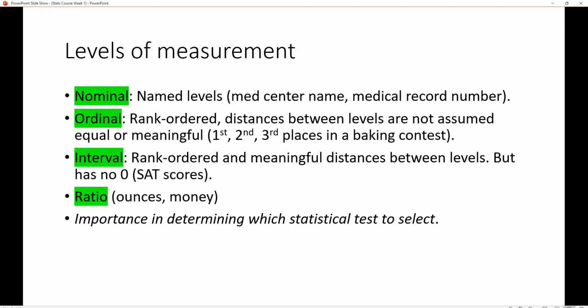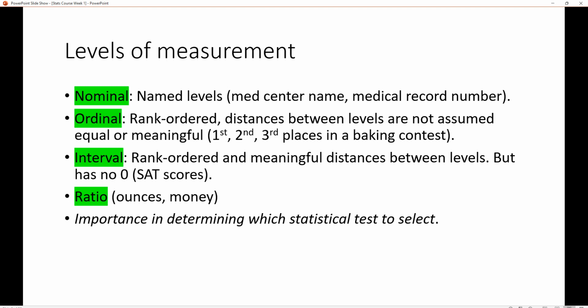And for our final level of measurement, it's the ratio level. This has all the qualities of the other levels of measurement, but it includes a zero. An example of that would be ounces, weight, or money. Could be a savings account, and it is possible to have a value of 0 there.